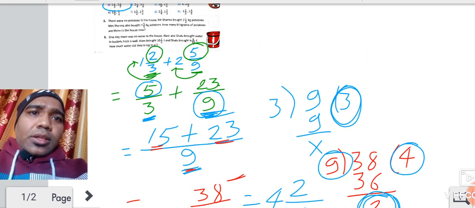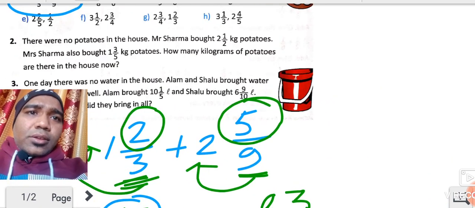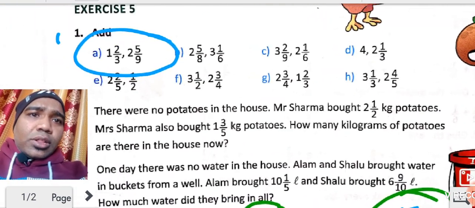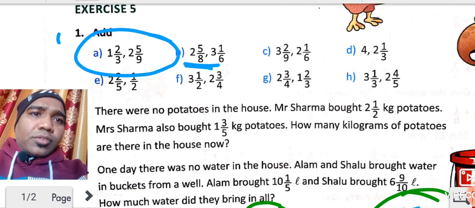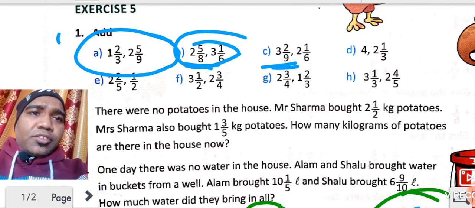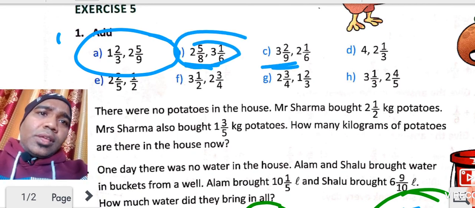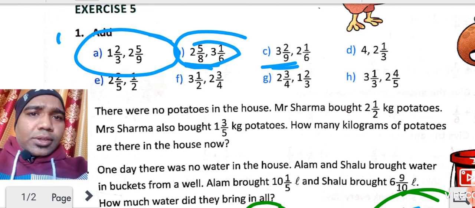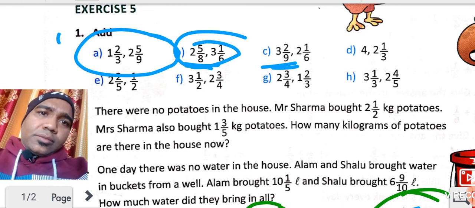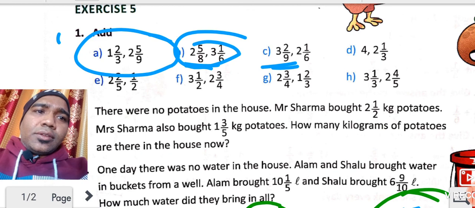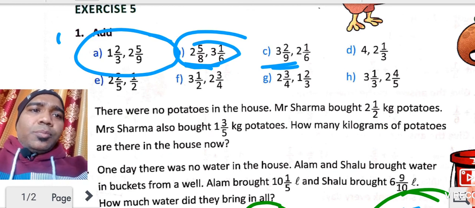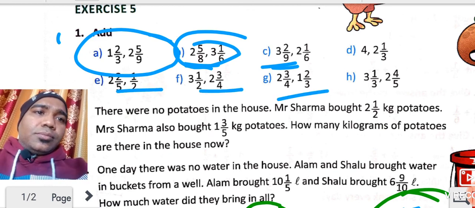Okay, now in the same manner, I hope you can solve these questions. All the processes are the same. Mixed number, you will change it into improper fraction, then you will take the LCM of the denominators, and addition of fraction is there. Got it? So I hope you can do all these questions.